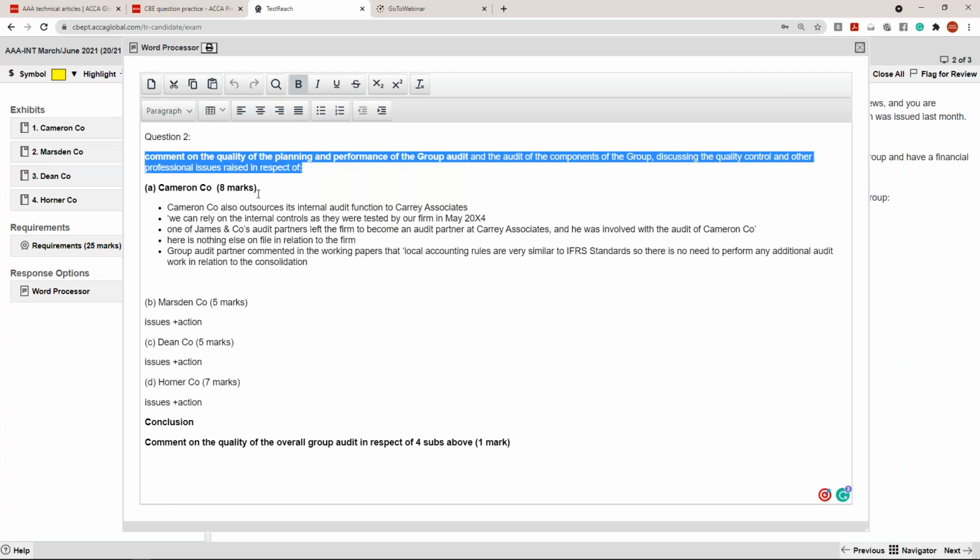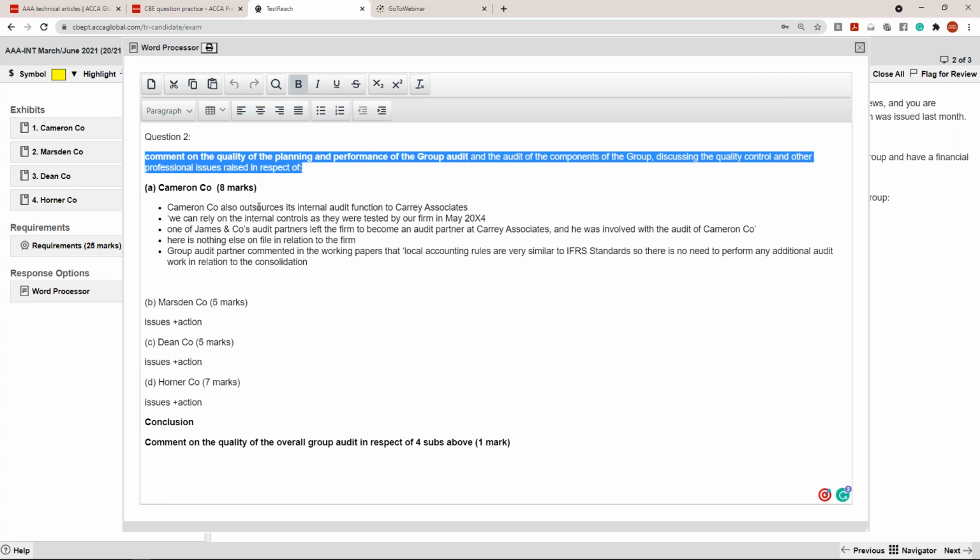The first issue we found was that Cameron company also outsourced its internal audit function to Kerry. So Kerry was the auditor and they have also outsourced the internal audit function to Kerry. The second problem we got from the case was that Kerry Associate was relying on the internal controls, knowing the fact that the internal controls have been tested by the same audit firm. Then we got to know that one of the partners of James Company, which is the group auditor, has recently left James Company and has joined Kerry Associate.